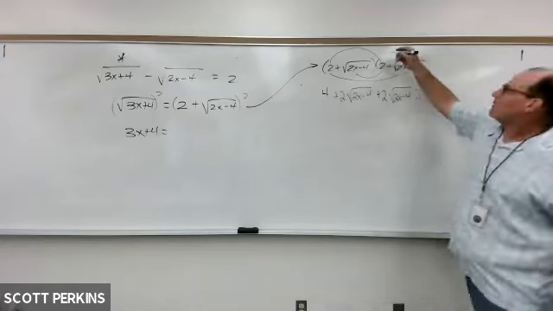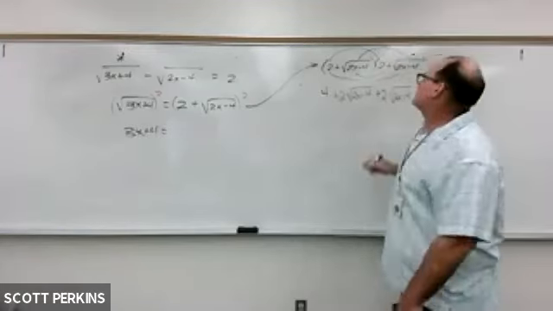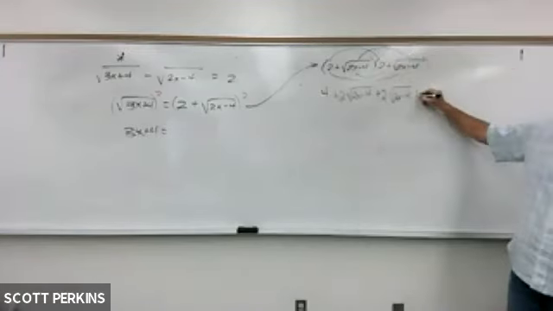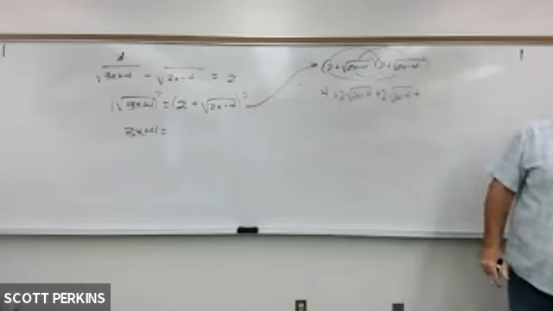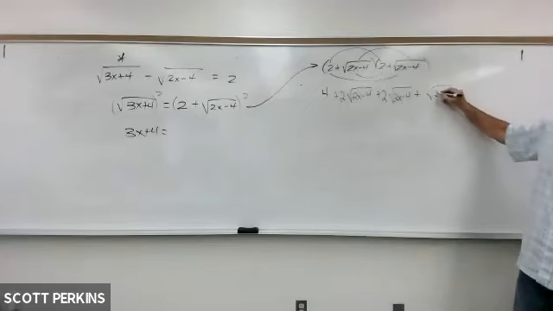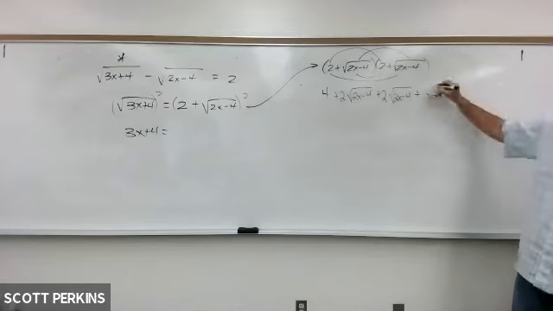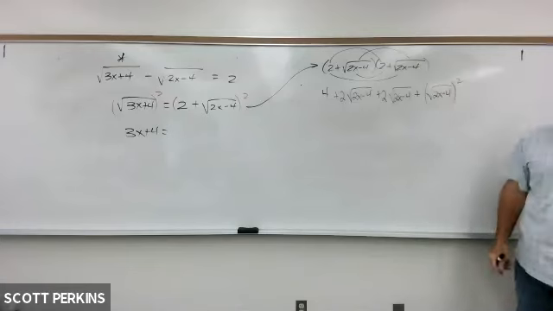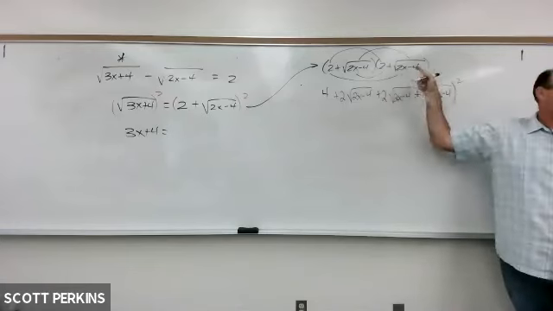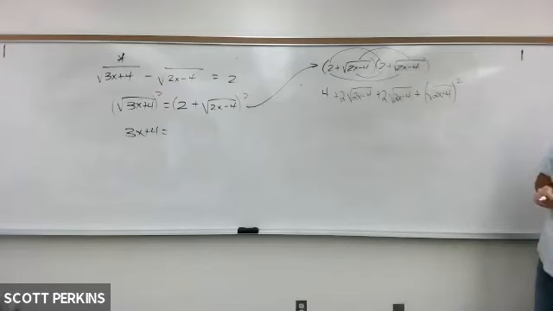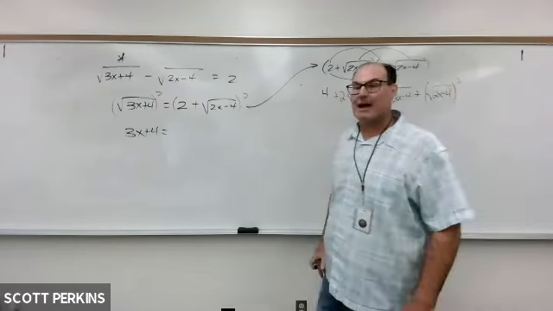And what do we call it when we do the square root of 2x minus 4 times the square root of 2x minus 4? When we have the same thing times itself, that's what? The square root of 2x minus 4, got the same thing times itself, so it's squared. Yes, it's gross, I get it. It's not really pretty to look at.